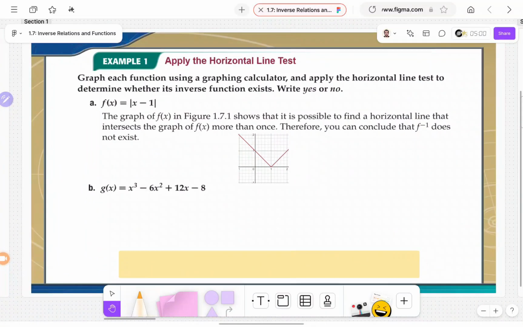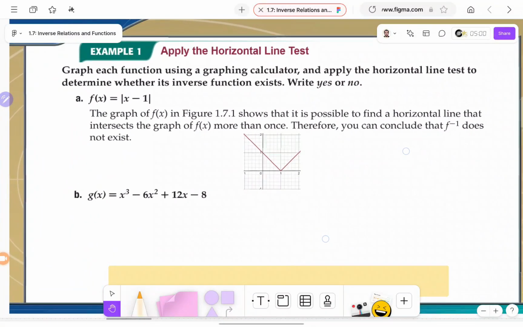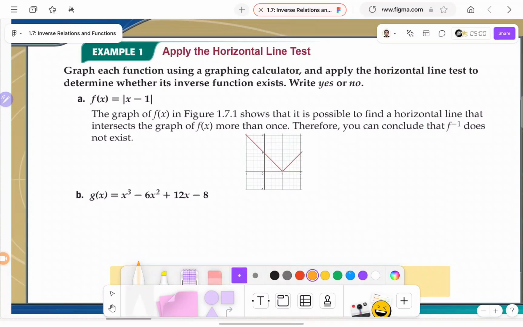Okay, let's take this example to see how we can apply the horizontal line test. First, graph each function using a graphing calculator and apply the horizontal line test to determine whether its inverse function exists, yes or no. I will not ask you to use a graphing calculator. I will ask you just to graph the function depending on what we learned in 1.5 parent functions.